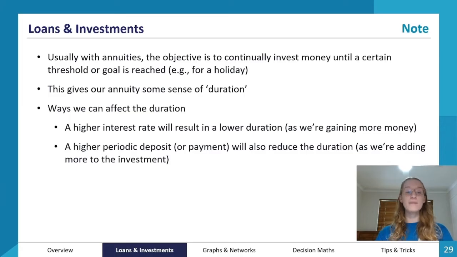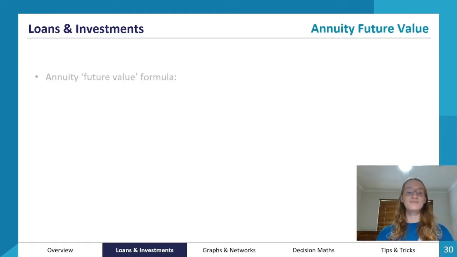Or if we have a higher periodic deposit, so now I'm going to save $200 a month instead of $100 a month, that higher deposit will also reduce the duration because again, we're adding more to the investment. We're going to reach the end goal quicker. And that is quite literally the opposite of what we learned in reducing balance loans, because this is an investment rather than a loan.